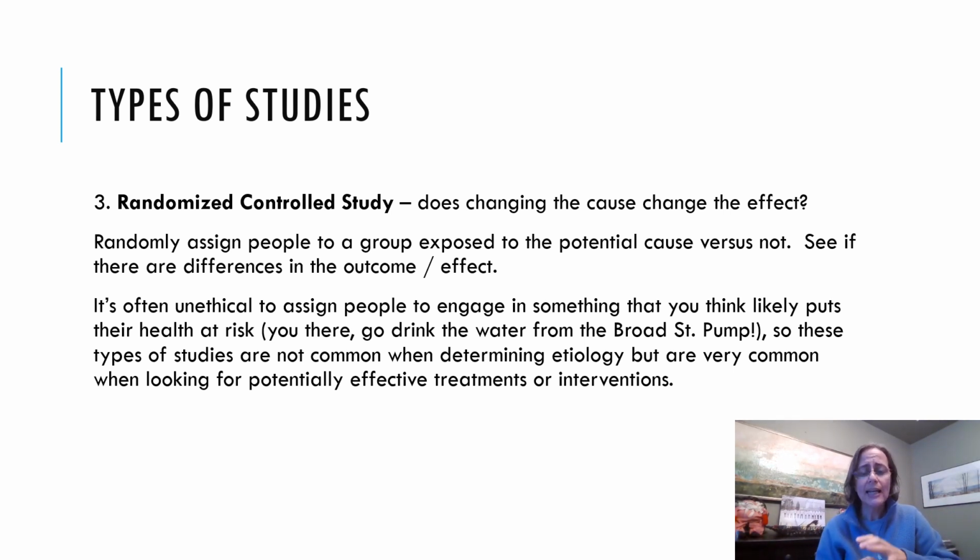Now, the problem is, if we're looking for the cause of a condition, it's often unethical to say, hey, I'm going to have you guys go do this thing that I think is going to cause a disease, and you guys, I'm going to have you not, right? That would be like me doing a study in college students and saying, okay, I want half of you to go out and have a lot of unprotected sex, and I want the other half of you to have no unprotected sex, and we'll see who gets chlamydia. So that's not ethical if I think it is likely to be a cause.